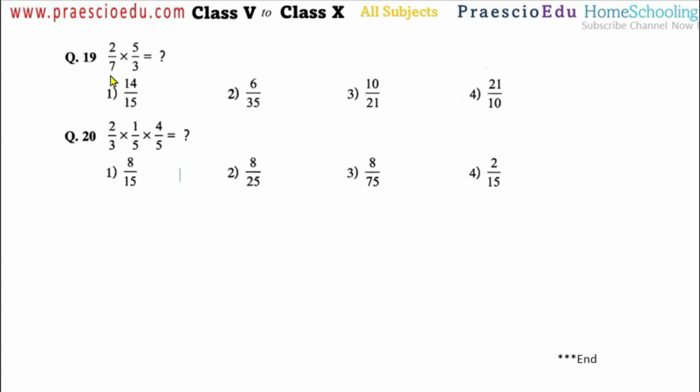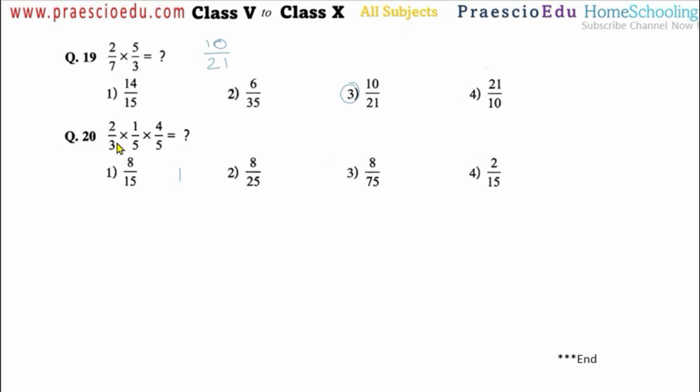Now question number 19, 2 by 7 multiplied by 5 by 3. Here for multiplication we can directly multiply the numerators and the denominators. So 2 multiplied by 5 means 10, and 7 multiplied by 3 means 21. So it is 10 by 21, and this is given in option number 3.